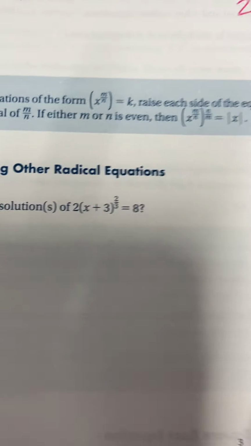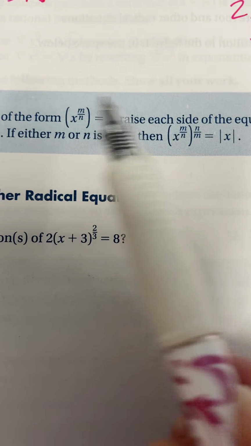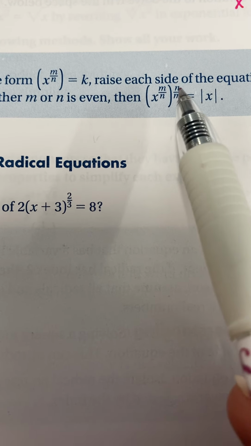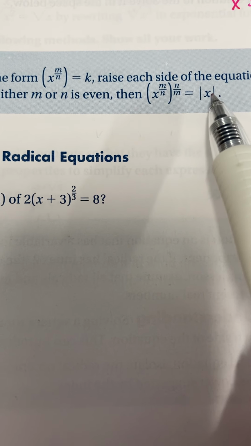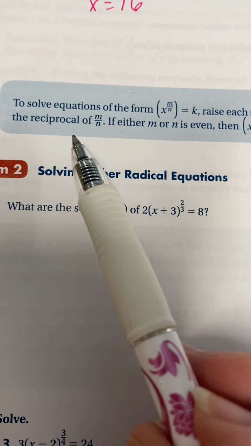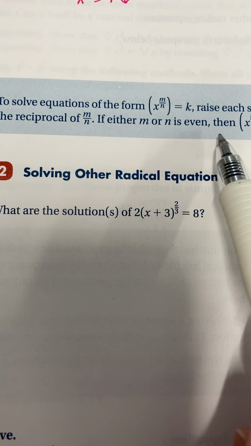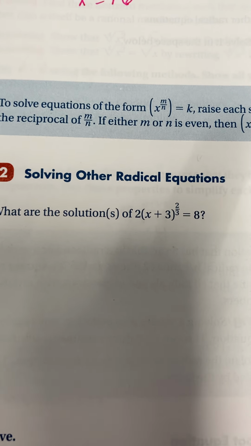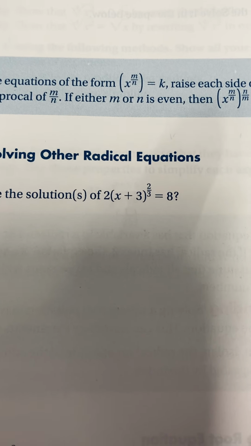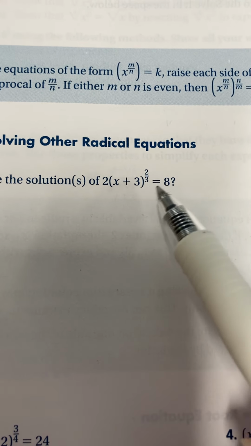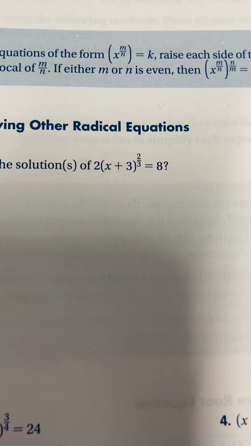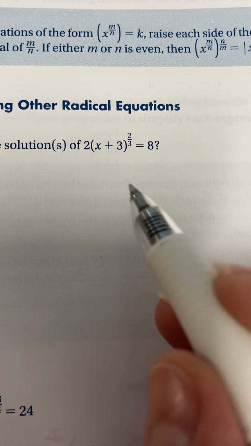Okay, on this one, what it is saying, if you look at the little gray box here in the middle, is if you have a fraction, you're going to multiply by its reciprocal to get it by itself. Now, it also says in here that if either m or n is even, then you're going to need some absolute values when you go to do that. All right, so like in this instance right here, you have the numerator is an even number, so you will need some absolute values. That means you have 2 answers. I'll show you in a minute.